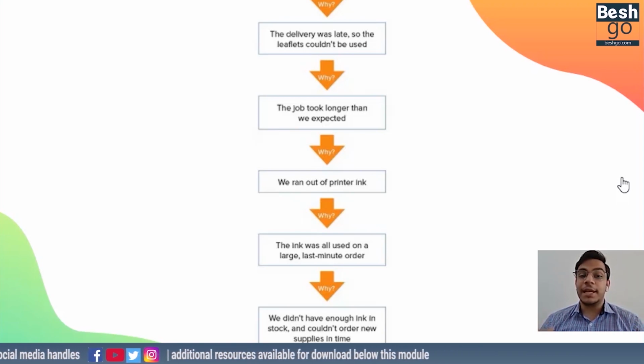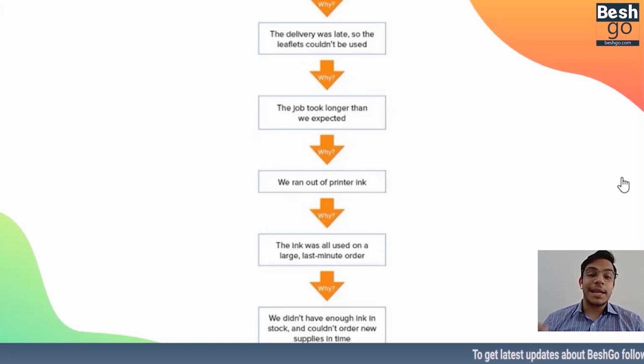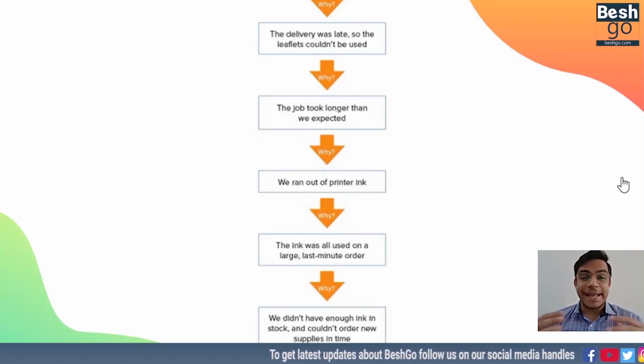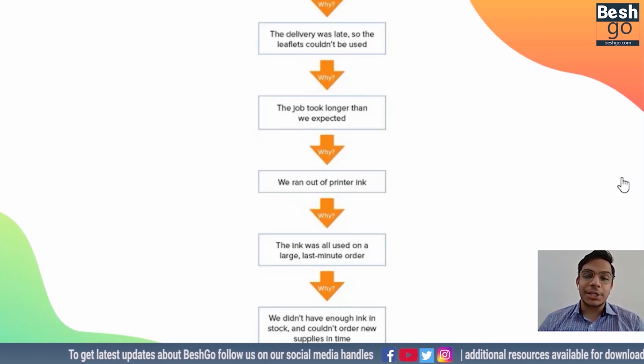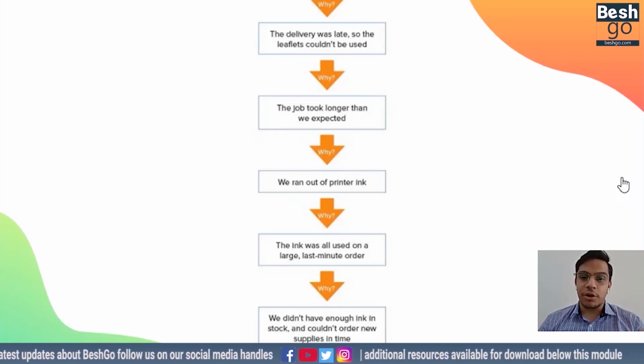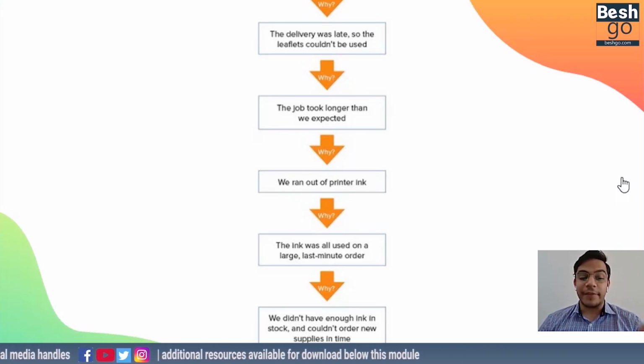ink. So that was another problem that came into the picture. They ran out of ink. Then the fourth why was asked, and the answer was that the ink was used in some other last-minute order, which is why the ink got exhausted and this order could not be prepared on time. Now, why did the ink run out of stock? What they said was, we didn't have enough ink in the stock and could not order new supplies.